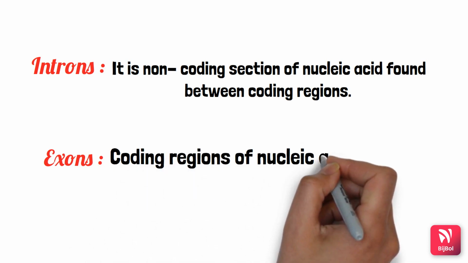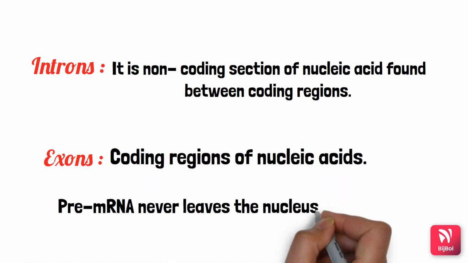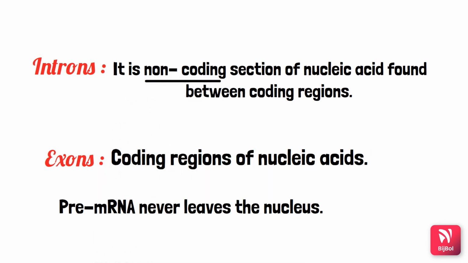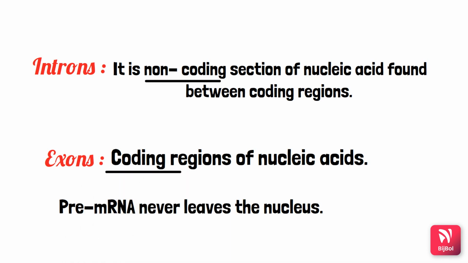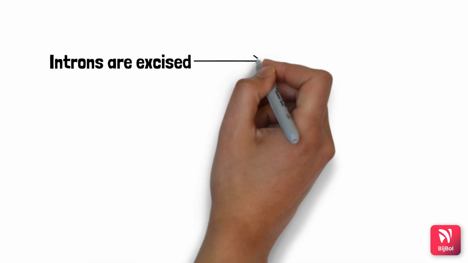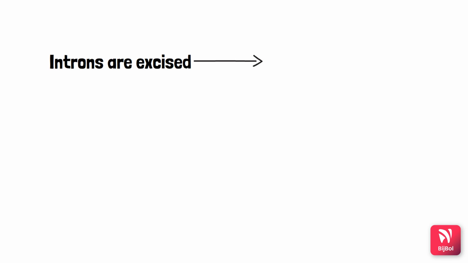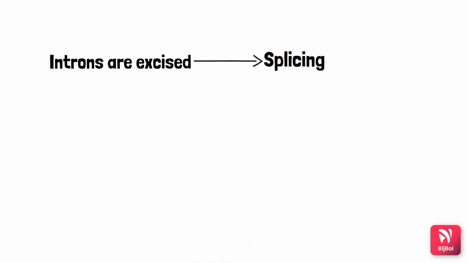So what are exons here? Exons are the coding regions of the nucleic acids. The pre-mRNA never leaves the nucleus at this stage. So please remember, introns are the non-coding sections and exons are the coding sections. Since introns are non-coding, we don't require them. So the introns should be excised from the pre-mRNA. The introns are excised by a process called splicing.